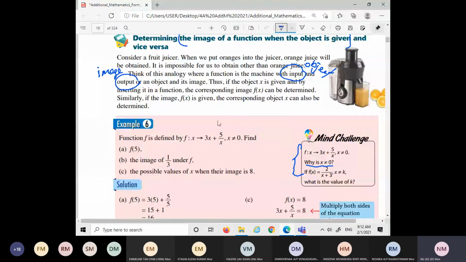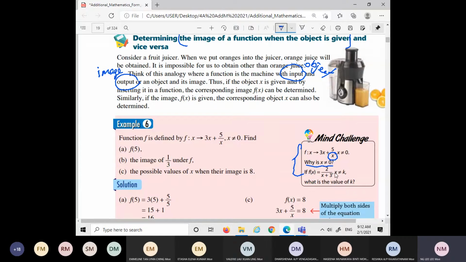It's because of this. You look at this part. This function got two parts: 3x and then plus 5 over x. The second part of this function is a fraction, where the denominator you cannot let become 0. If you have the denominator with a 0, then the whole thing will become undefined.